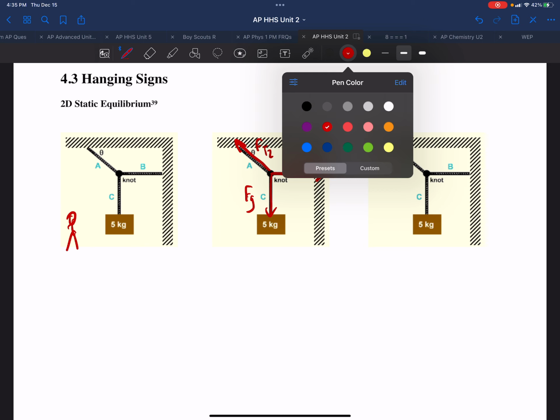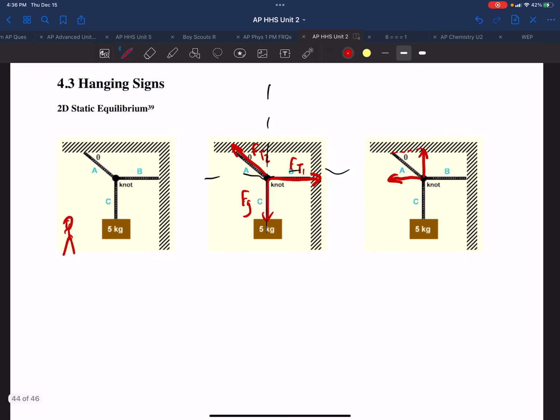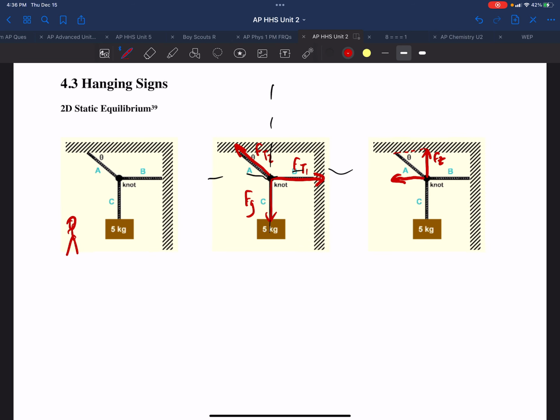Now, when we look at this and think about this as being in the XZ plane, you can see that this force and this one are already nicely in our coordinate system. It's this F2 that isn't. So what we need to do is break this F2 into its components, which would be this and this. And so this is FAZ, the A force's Z component, and this is the X component, so FAX.